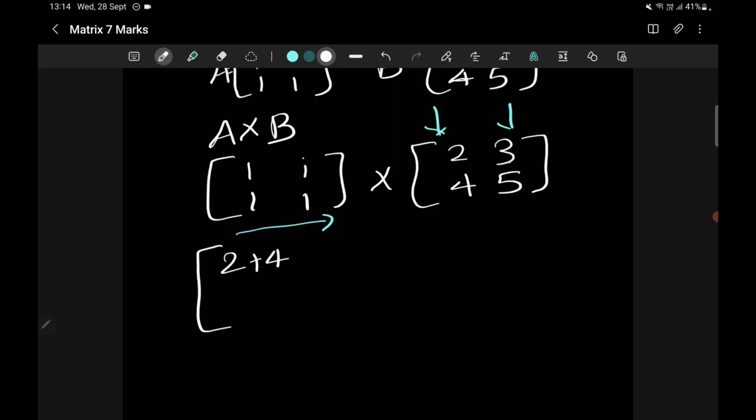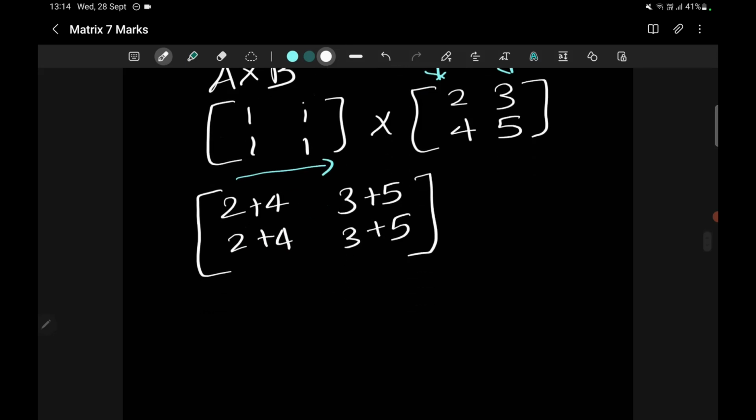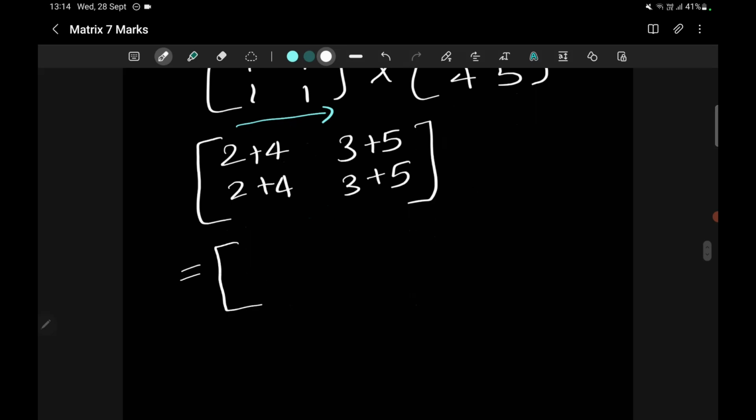Then we will multiply this whole row with this column now. 1 into 3 is 3. 5 into 1 is plus 5. Then we will multiply this whole row with these two columns. 1 into 2 is 2 plus 4. Then 3 plus 5. Now let's simplify this. 2 plus 4 is 6. This is 8. 6, 8. And this is how you can multiply two matrices.